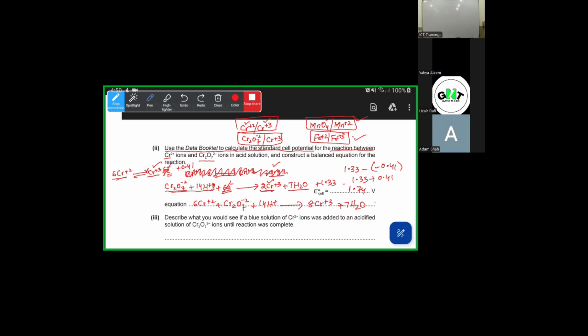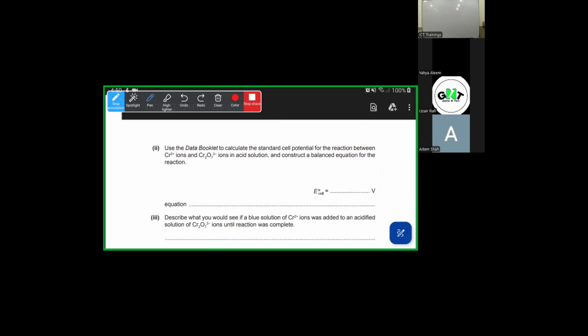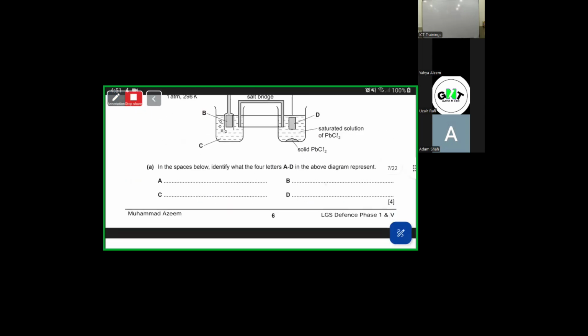Did you get it? Or you people have listened to this thing in your O levels that potassium dichromate is actually orange in color, so it changes its color to green. So this thing you have to write up there. Okay, did you get it? Yes, sir. Purple to colorless. Okay, now we are going to move towards the next question.